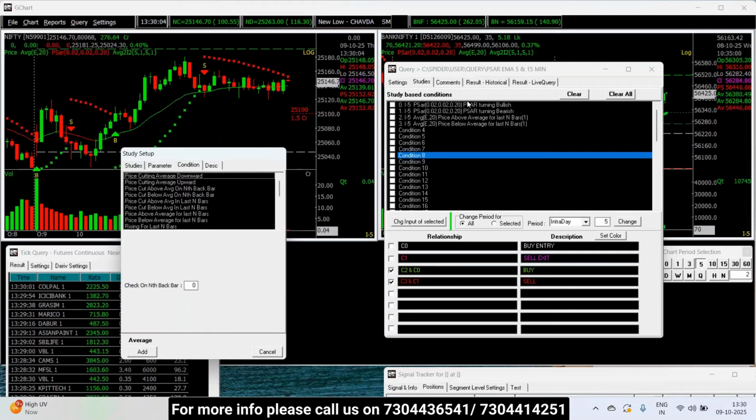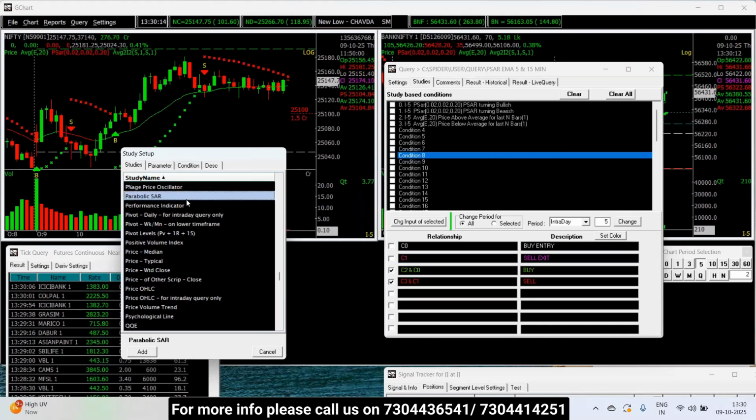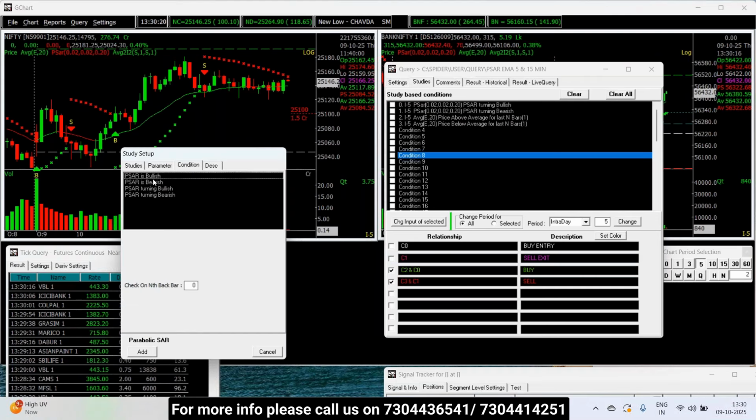So in this way I implemented condition 0 and condition 1. So what is condition 2? Condition 2 is a parabolic SAR. For that I'll type P and I get parabolic SAR. In the parameter, I'll go for the intraday 5 minutes, and the condition is PSAR turning bullish. The same condition I implemented in condition 0. Sorry, the other two conditions are condition 2 and 3, and these PSAR conditions are condition 0 and 1. Okay, yeah. So in this way I implemented the conditions.